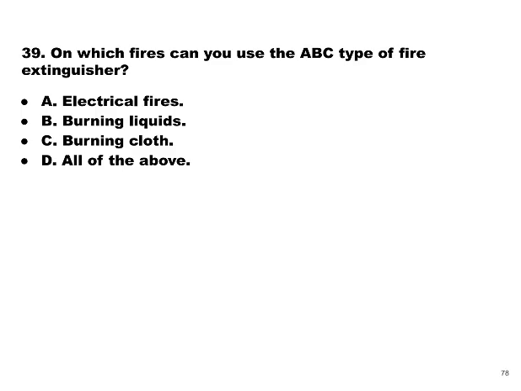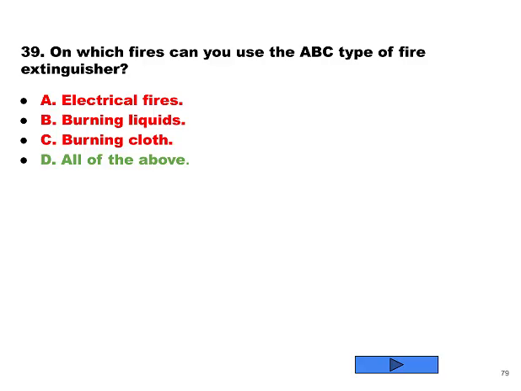On which fires can you use the ABC type fire extinguisher? A. Electric fires. B. Burning liquids. C. Burning cloth. Or D. All of the above. The answer is D. All of the above.